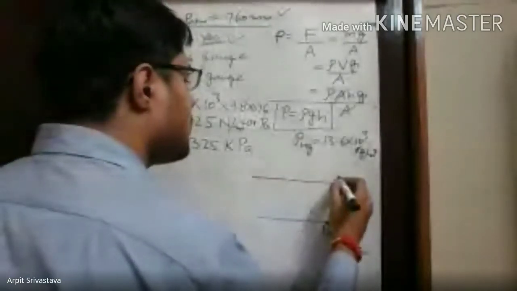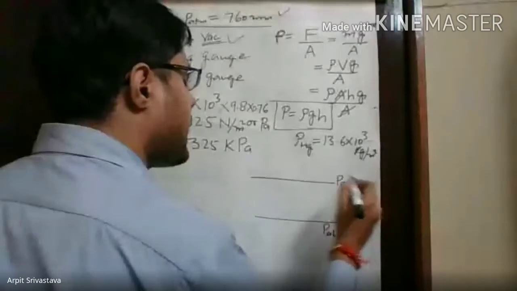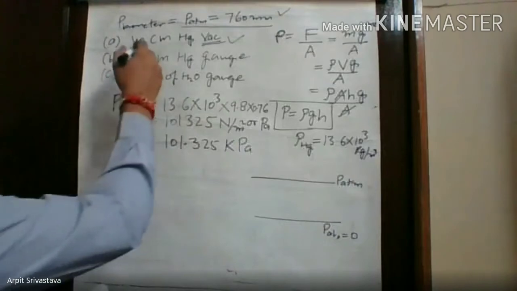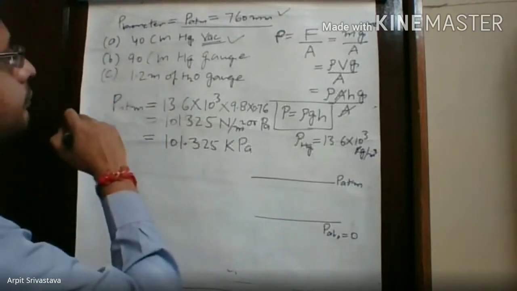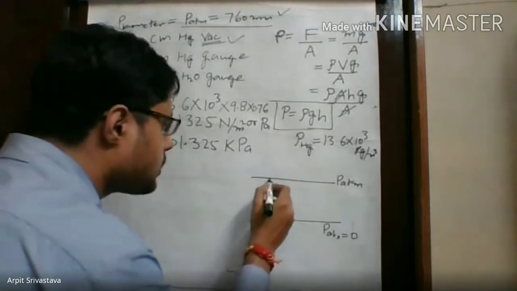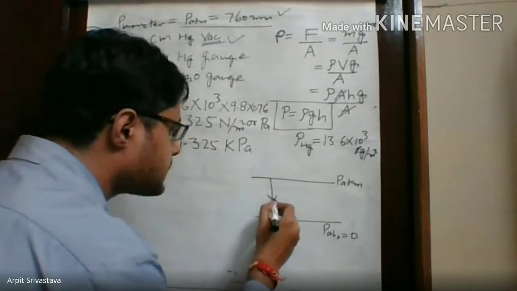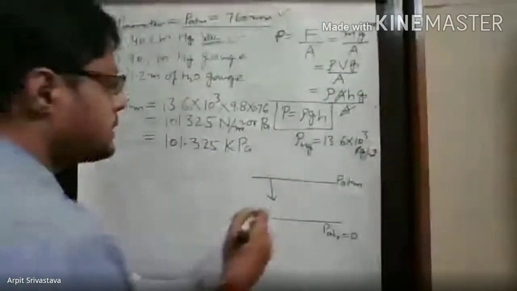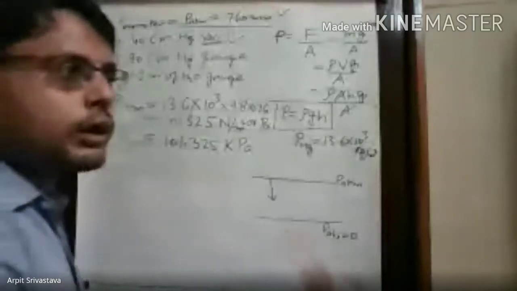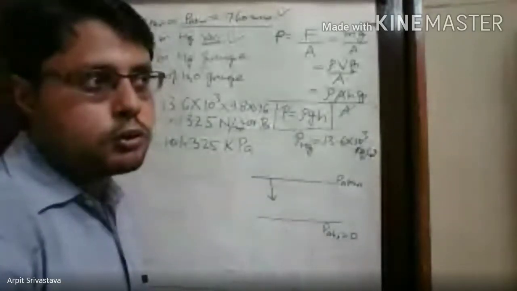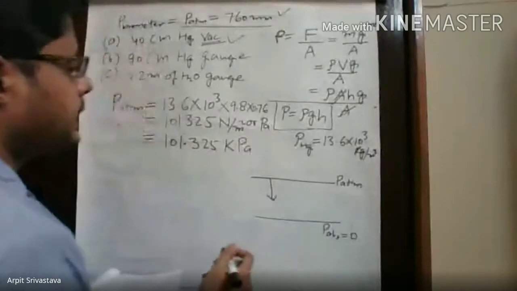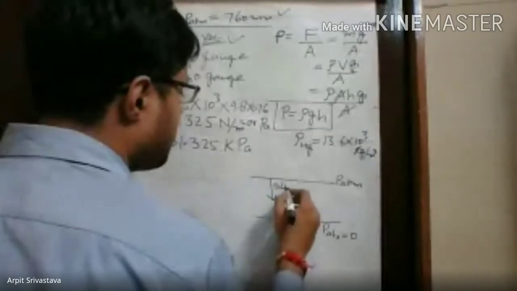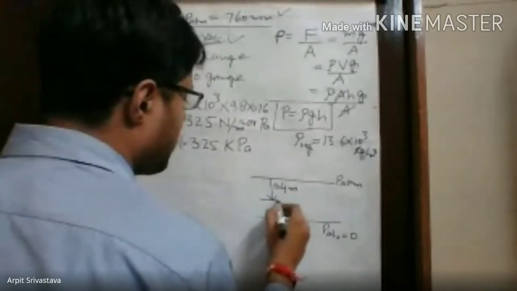This is the P atmospheric line. Okay, so here we are given 40 centimeter Hg of vacuum, that means this is 40 centimeters. If we convert into meters, this is 40 by 100, since 1 meter equals 100 centimeters. So we can convert this to 0.4 meter.